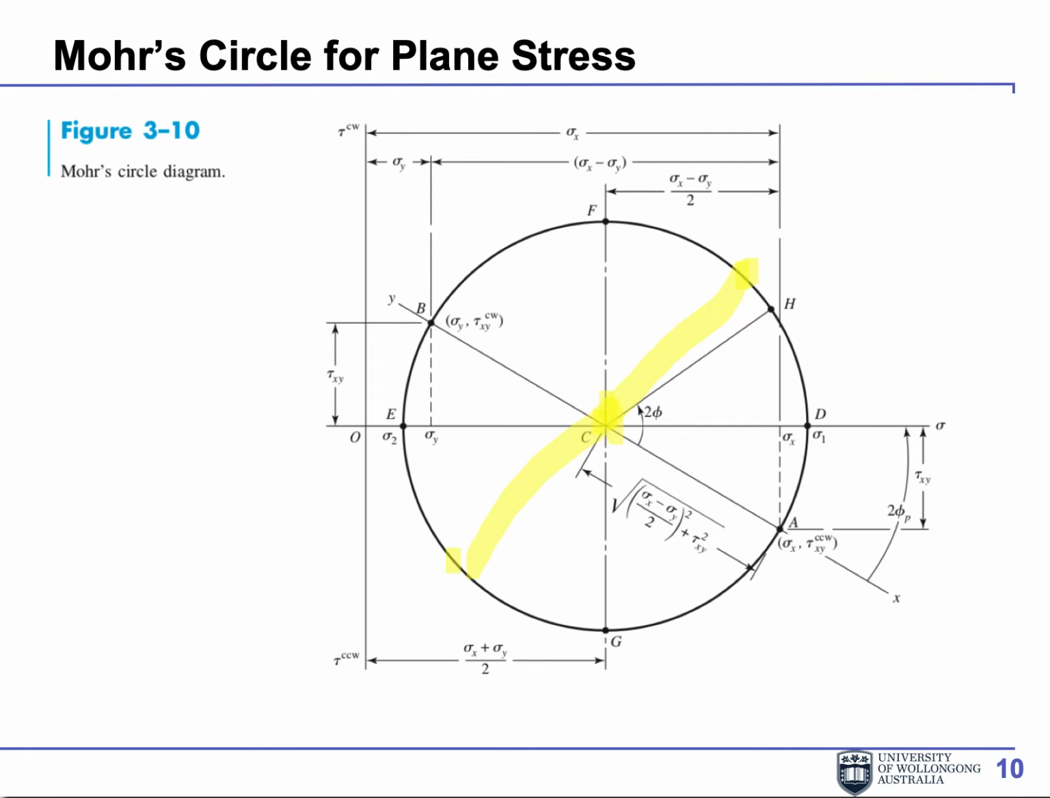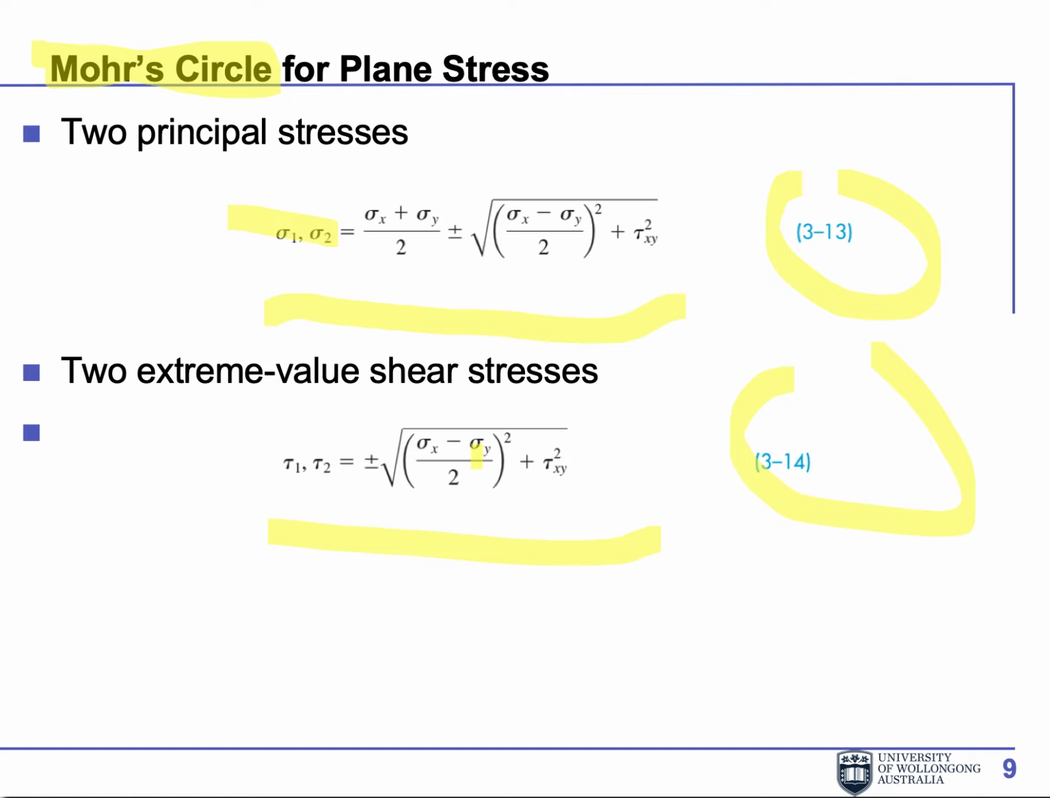You can get everything. The radius is from the previous equation, and the center is half of sigma x minus sigma y. Then the actual sigma 1 and sigma 3 are the center plus and minus the radius. So that's just coming back to this equation: this is your radius, and this is the center. Center plus minus radius gives the normal stress, the principal stress, sorry.